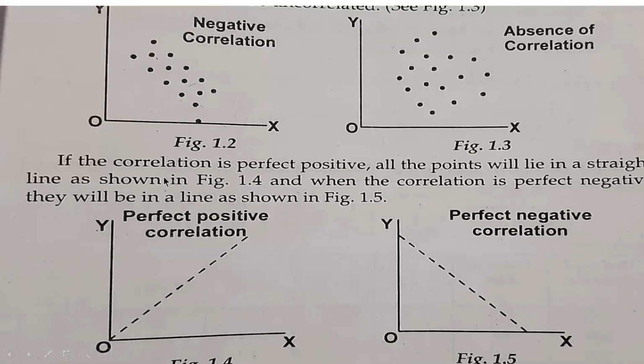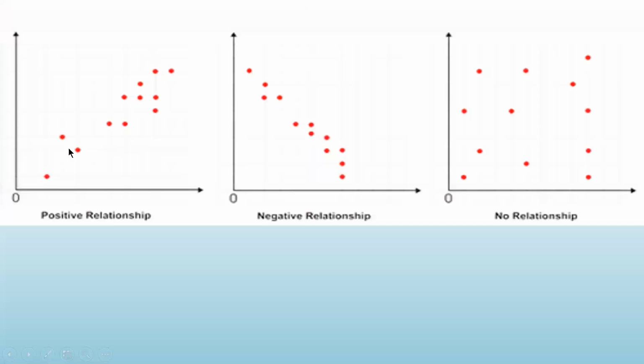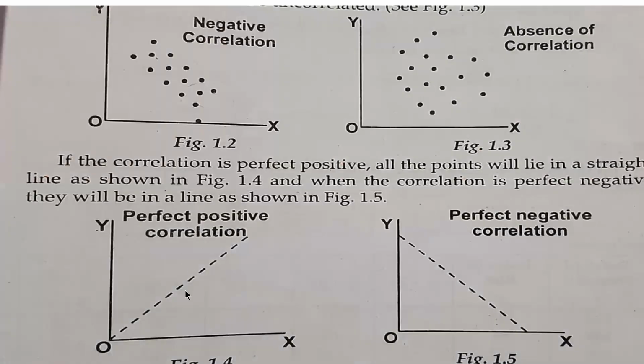This is perfect positive. If the correlation is perfect positive, all the points will lie in a straight line. In the previous picture, they were not on the straight line. If I draw a straight line here, they were very close to the line, but not everything was falling on it. Similarly here also, the points were close to the line, but they were not on the line. But if the points are falling on the line, then we say that there is a perfect positive correlation. If the line is like that, then it is a perfect negative correlation.